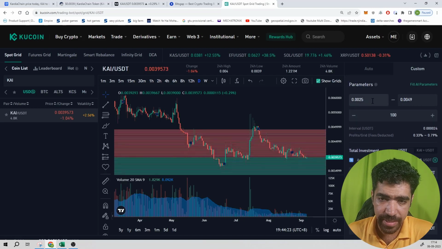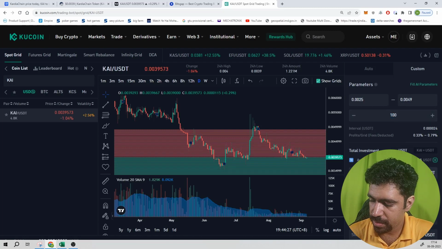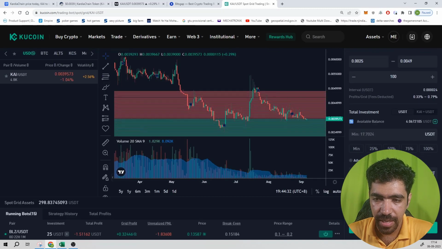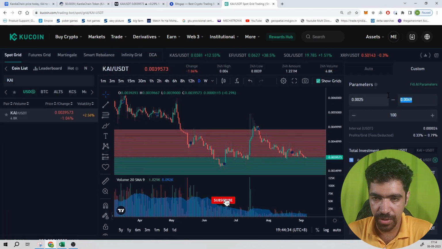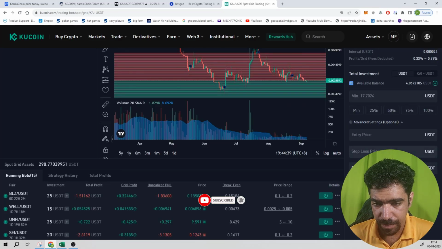Based on these three values, the low price, high price and the number of levels, the required investment is $17.7. Okay. Entry price is not required, stop loss is not required, and the take profit price is a little bit higher than the upper price, equal to $0.00491. After entering all these parameters, you can set up the bot on the KuCoin exchange itself.